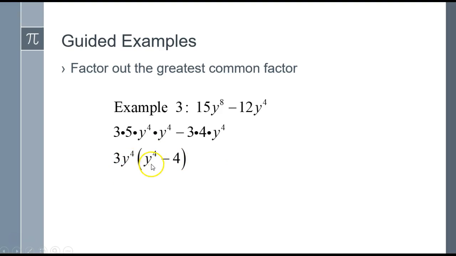And remembering the rules of exponents, if I were to do y to the 8th divided by y to the 4th, it would leave me with y to the 4th for the inside. And 12y to the 4th divided by the 3 gives me the 4. So we have a common factor of 3y to the 4th.